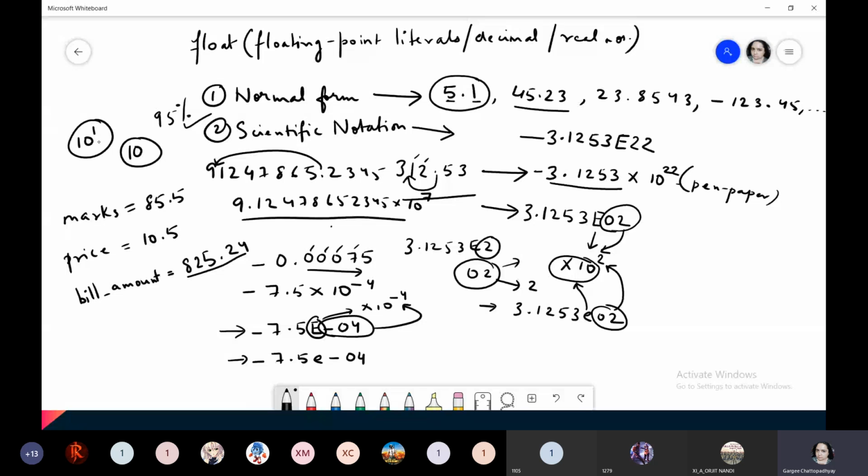But for a small value like 10 raised to the power 1, students, this will definitely not be represented in scientific notation. Why? 10 raised to the power 1 is equal to 10, that's it. But if there is something like 9.12 into 10 raised to the power 1, then this can be represented like this. But otherwise it will represent it as 10 only. Is it clear? Yes, ma'am.